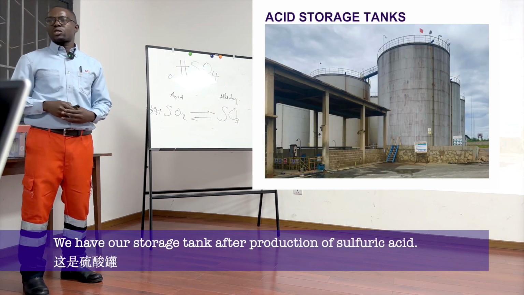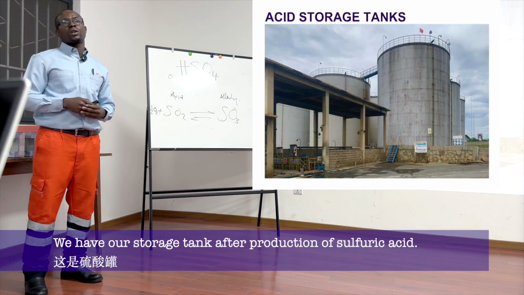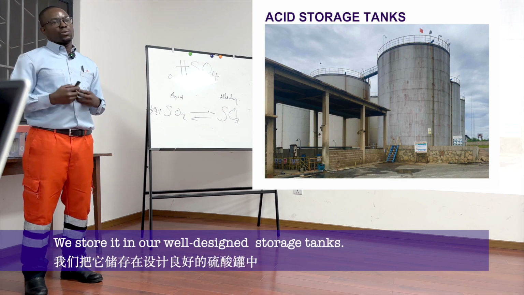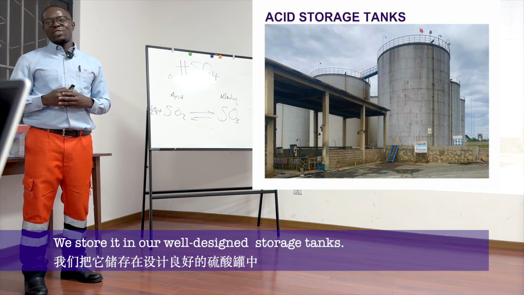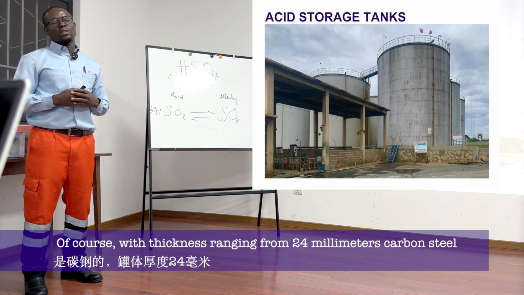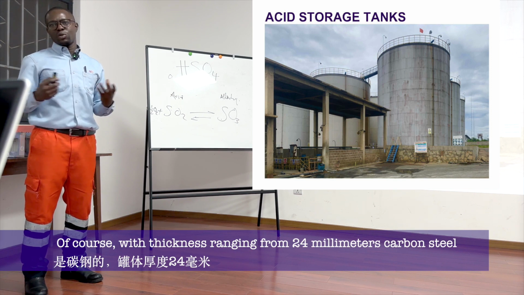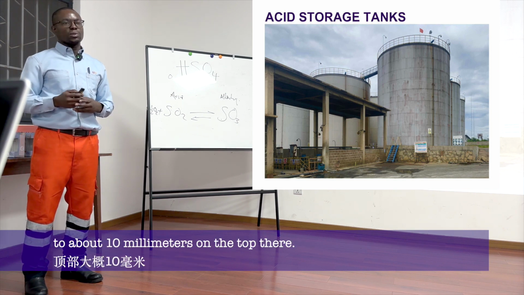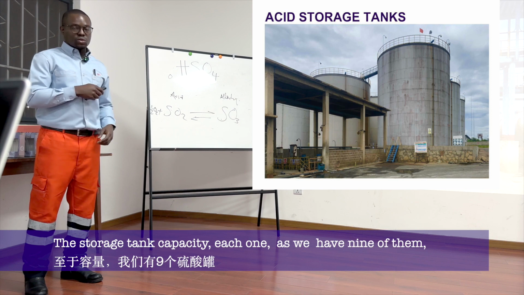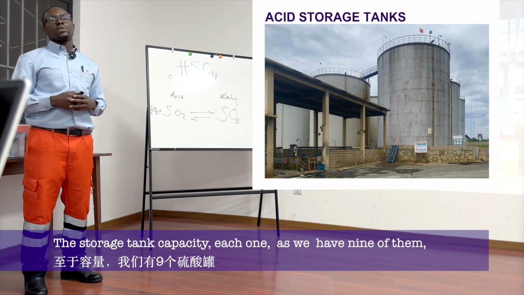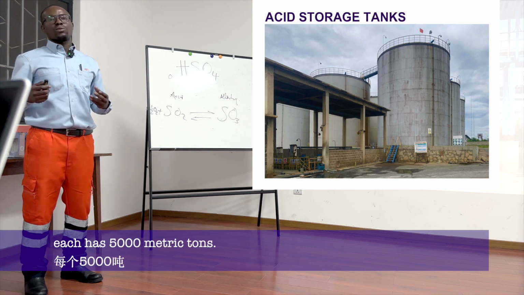We have our storage tank. After production of sulfuric acid, this corrosive chemical must be well stored. We store it in our well-designed storage tanks, of course with thickness ranging from 24 millimeters carbon steel to about 10 millimeters on the top there. The storage tank capacity, each one has, we have 9 of them, each has 5,000 metric ton.